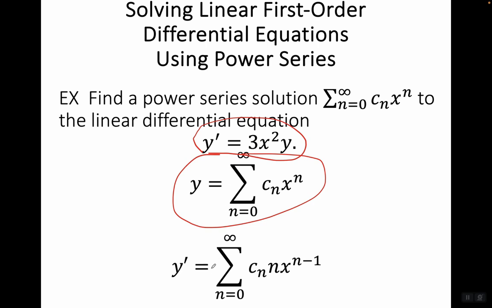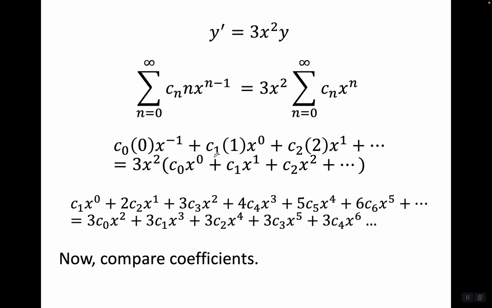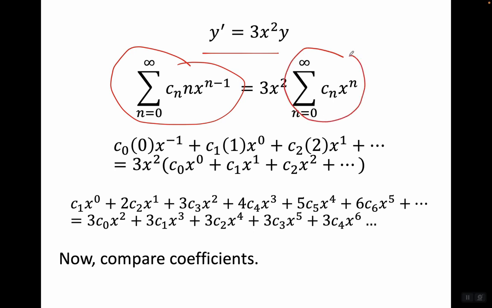Then we take the derivative, y prime. That'll be the summation of n c sub n x to the n minus 1. So now we're just going to plug this in for y, and plug this in for y prime on the left side. So here's our differential equation we want to solve. If we have y prime equals 3x squared y, then we've got this power series, which was y prime, equals 3x squared times this power series, which is y.